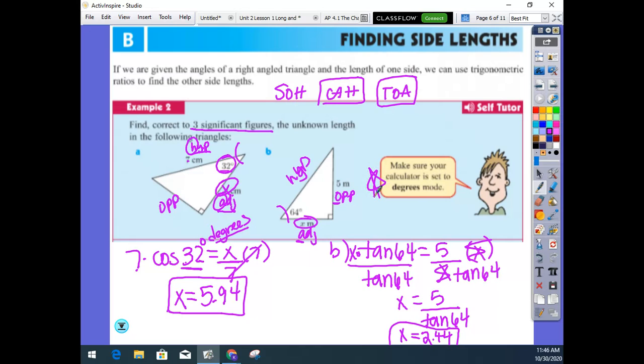See, this is what I was saying earlier. Make sure that it's in degree mode. And that's it.